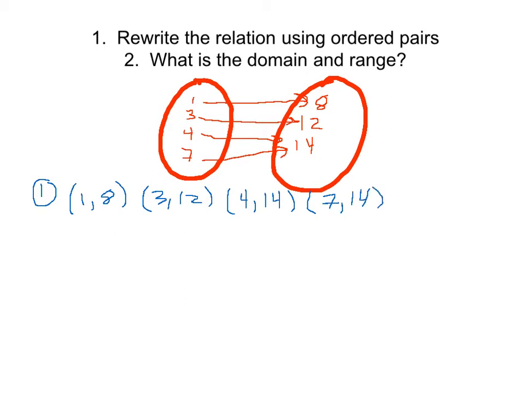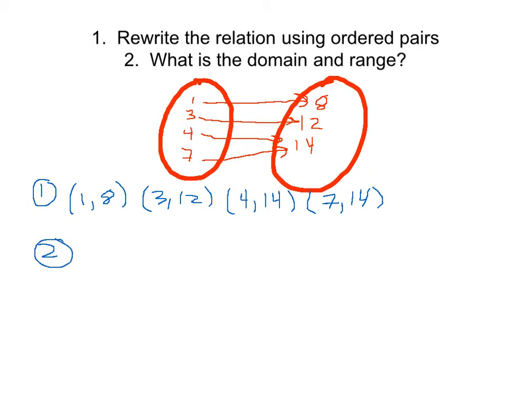If you're asked to write a relation using ordered pairs, you just write the inputs on the left-hand side and the outputs on the right-hand side inside the ordered pair. And you should be able to go from ordered pairs to a mapping diagram, or from a mapping diagram to ordered pairs. Now, the second question asks you for the domain and range.